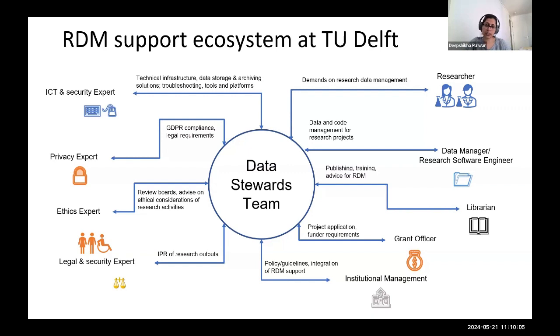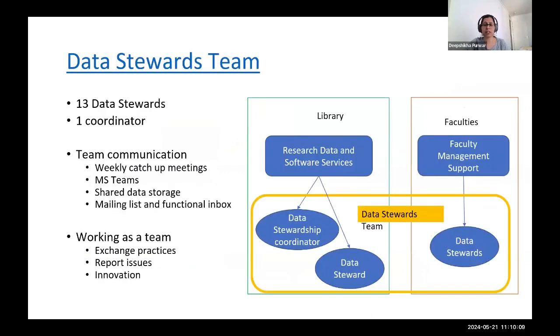And all of this converges to the data stewards team, and the data stewards team in TU Delft consists of 13 data stewards, out of which 12 are faculty data stewards, as you can see in the diagram. And one is a library data steward and the data stewardship coordinator who work directly with the library. The data stewardship coordinator is the link between the library and the faculty data stewards.